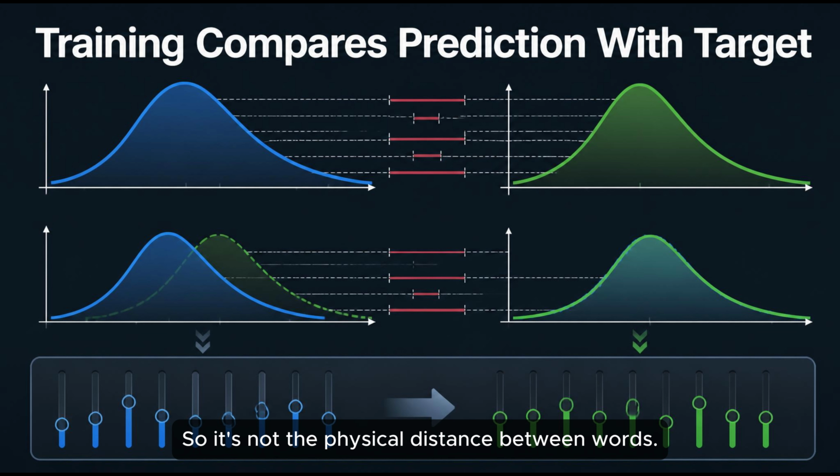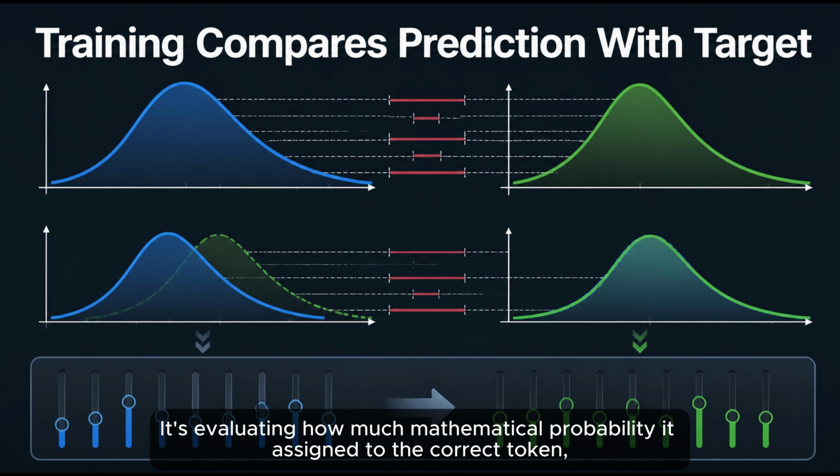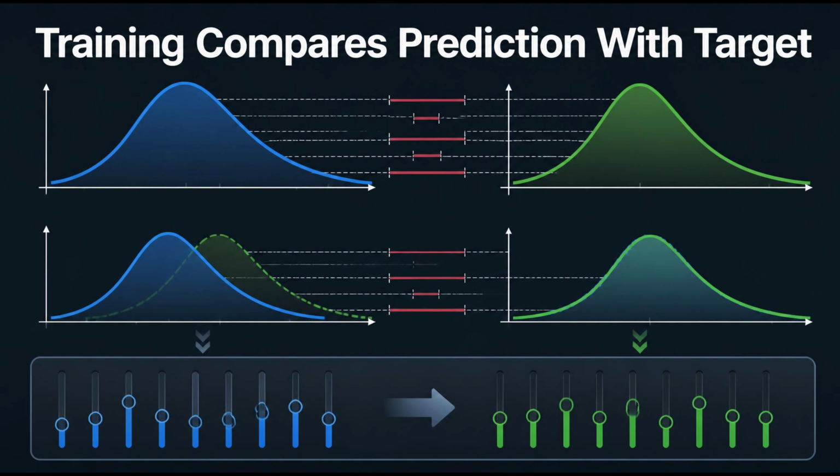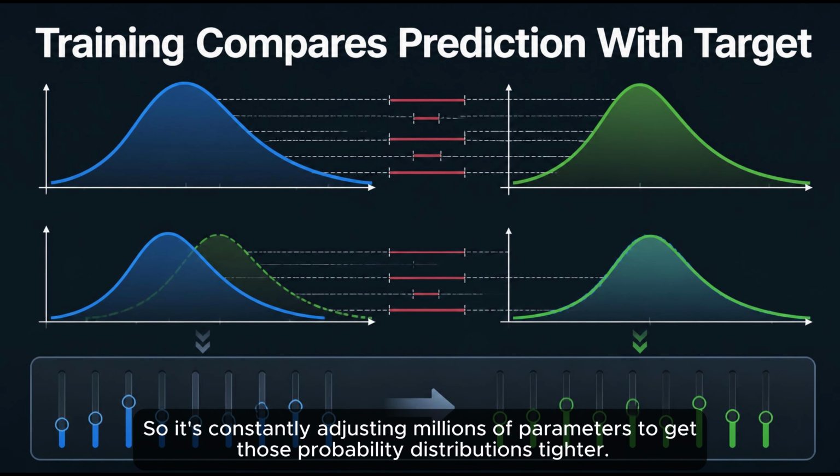So it's not the physical distance between words. Right. It's evaluating how much mathematical probability it assigned to the correct token and how much it wasted on incorrect ones. So it's constantly adjusting millions of parameters to get those probability distributions tighter.